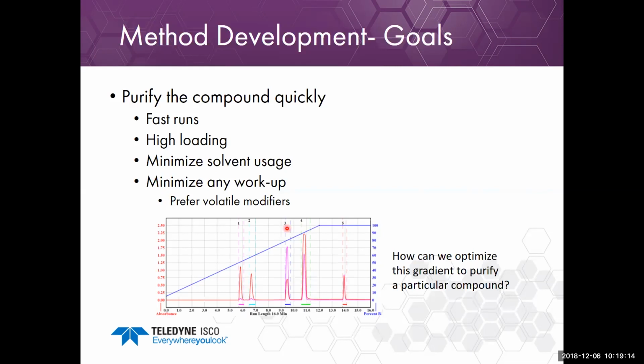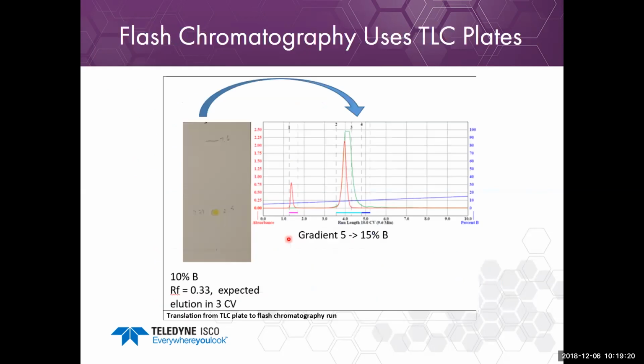So how can we purify a particular compound with an optimal gradient? Well, flash chromatography uses TLC plates for method development. This compound elutes with a retention factor of 0.3 in 10% B. So if I set a focused gradient from 5 to 15% B, the compound elutes in the middle of that gradient.